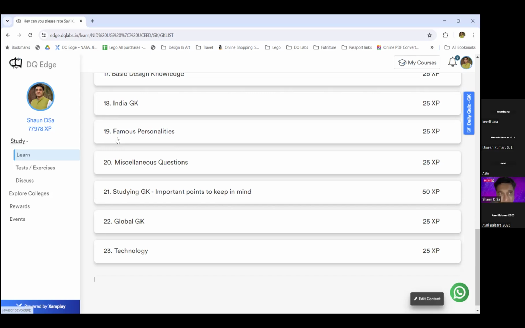Yes, sir. NID and UCEED GK questions are very distant. UCEED is based on the mechanism of the tools that ancient people used. So they ask which one is more efficient and like that. So how can we cope with that type of question?